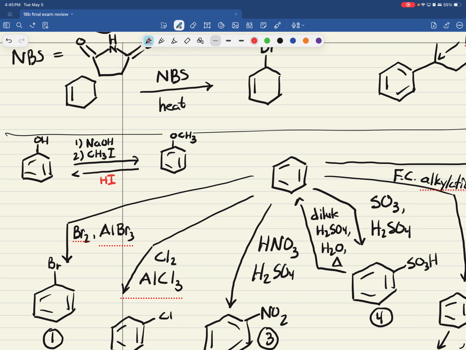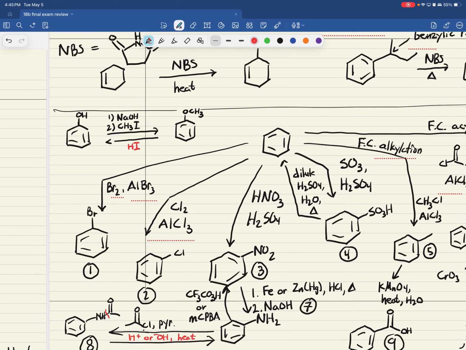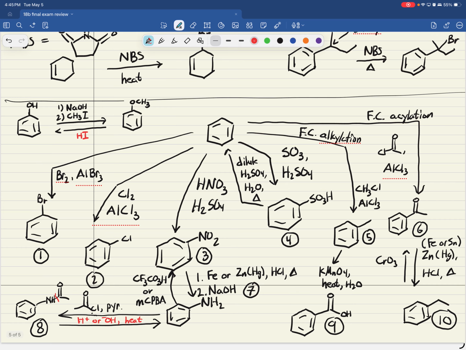Okay, and I think that's all of it. All the benzene we covered. Well, we didn't cover this acid one right here, but now we covered it in this current chapter, so now we kind of completed the picture.